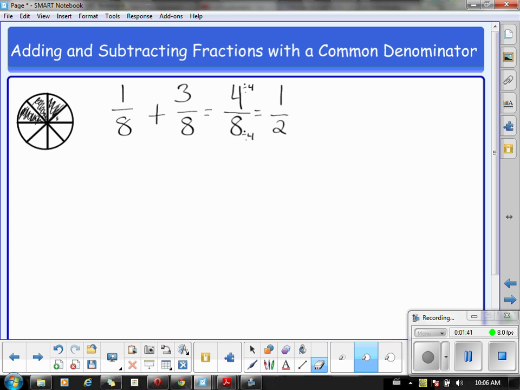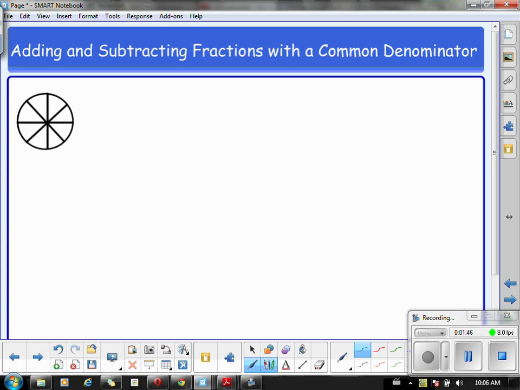Let's look at another example with 8s. What if we wanted to add 5/8 plus 5/8? Again, we'll look at our picture. Our denominator is the same, so we're going to start with 1, 2, 3, 4, 5/8. But with the way my circle is right now, I can't add another 5/8 to it because I only have 3.